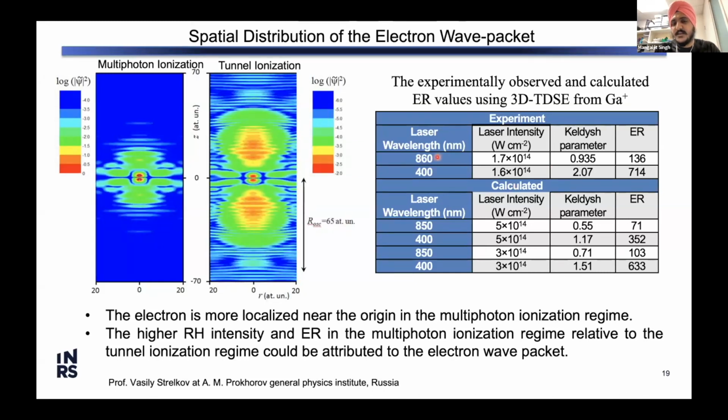As I said earlier, at 860 nanometer, we have an enhancement ratio of about 136, and at 400 nanometer, we have 714. Our calculations qualitatively reproduce the result that when we reduce the laser wavelength, or when we increase the Keldysh parameter, the enhancement ratio increases.